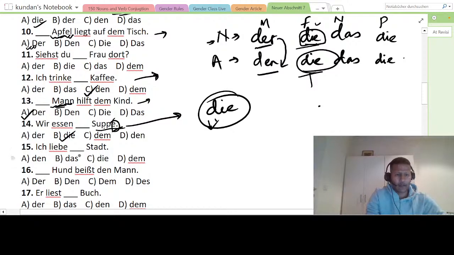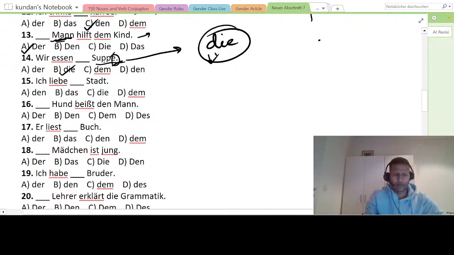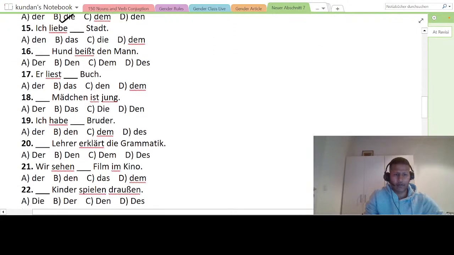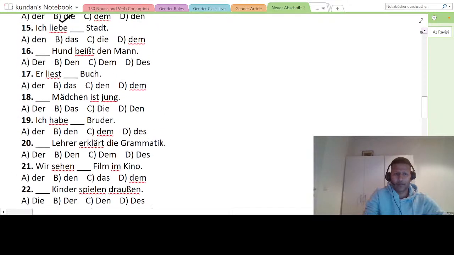Question number 15. Who can make it? Is lieber das statt? Let me go here. Wait a second. Let me put it up. Yeah. Is lieber statt? So what will be the right answer for 15? Let me see who gives me the right answer first.